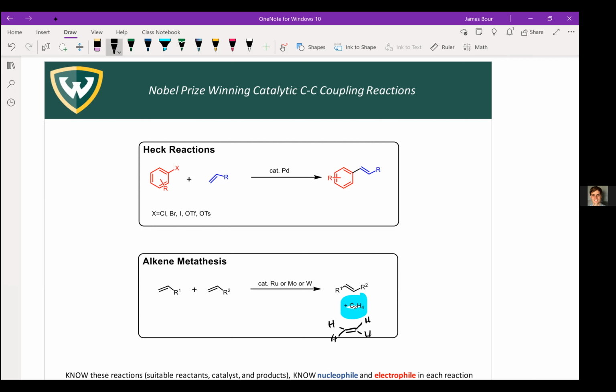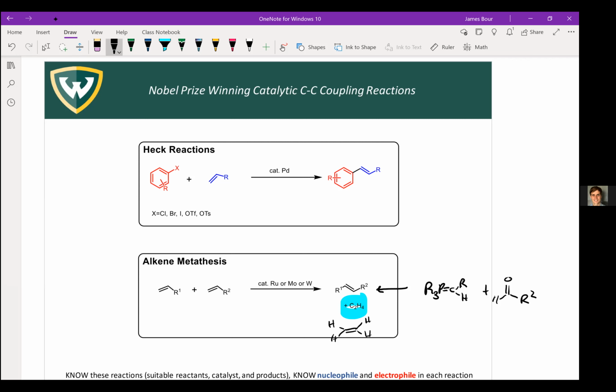And again, you can think about how we might form this CC double bond. Well, we might use wasteful reagents like Wittig reagents. Remember that? We could take a phosphorus ylide and an aldehyde and couple them together. But we talked about in one of the green chemistry lectures how this is incredibly wasteful.